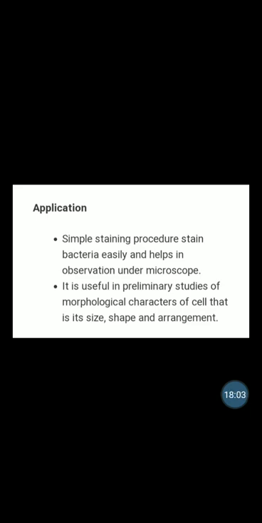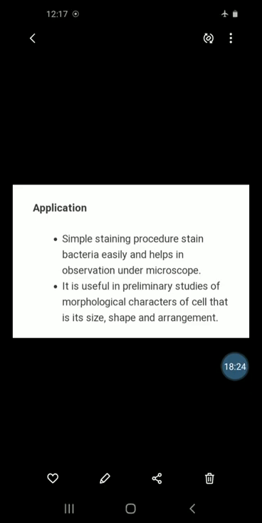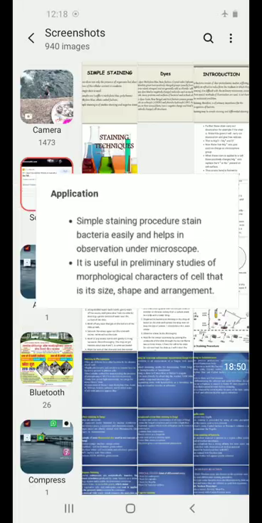The simple staining procedure stains the bacteria easily and helps in observation under a microscope. Second, it is useful in preliminary studies of the morphological characteristics of the cell. What are the morphological characteristics? For example, its size, shape and arrangement.